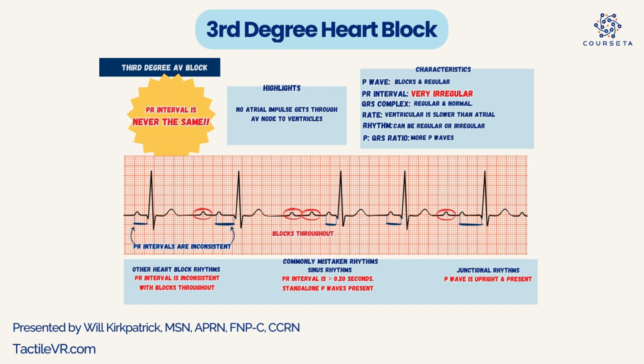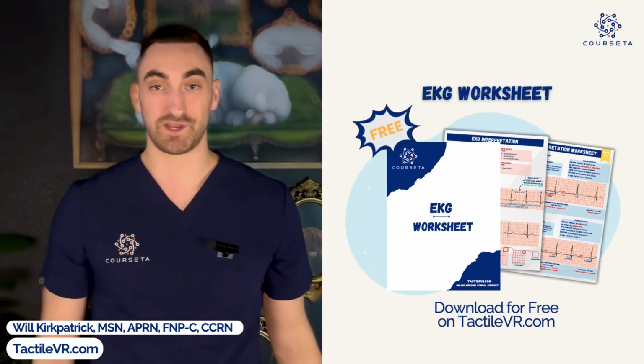As you guys can see here, there are blocks throughout the entire rhythm, right? But look at the PR intervals. If the PR intervals are not consistent throughout the entire rhythm, then you know that this is a third degree heart block. All right, guys, that concludes our EKG interpretation course.